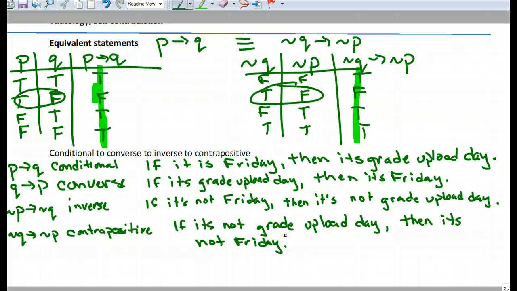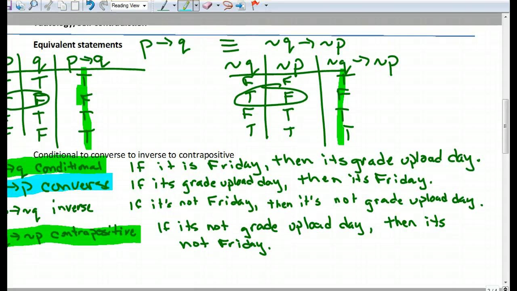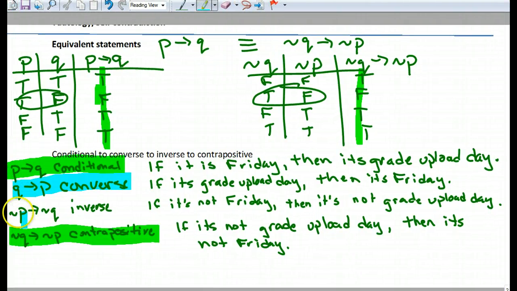The next thing I want to ask you guys is which ones are equivalent of these? Which one's equivalent to the conditional? Nope. Nope. Contrapositive. We just proved that right up above. Right? So those two are equivalent. Which one's equivalent to the converse? You don't have much choice here. It's the inverse.